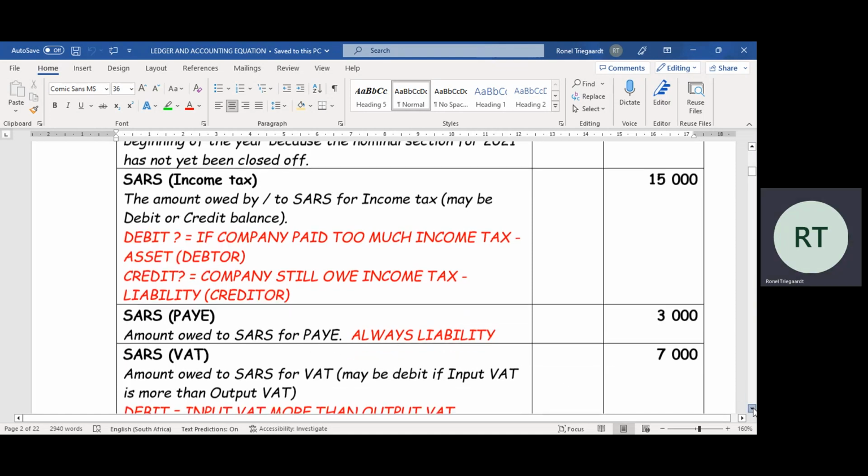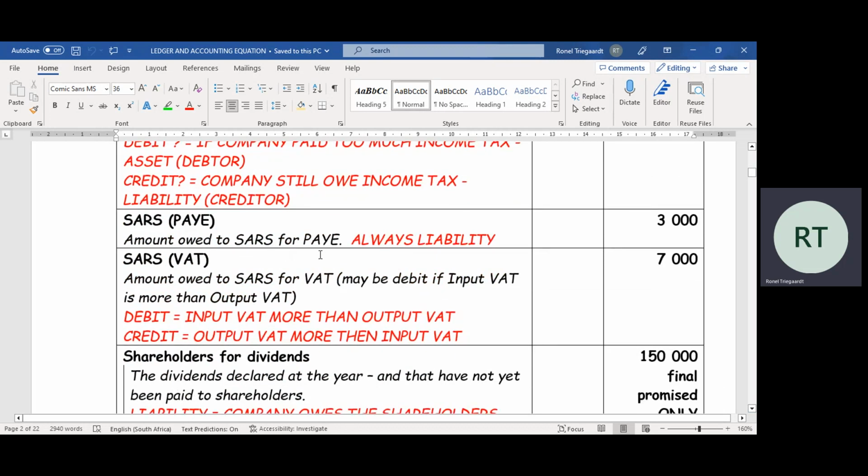SARS PAYE, that's the amount owed to SARS for PAYE. Dis altyd 'n las. No company pays PAYE in advance. The company always owes the PAYE they deducted from their employees. That money is not the company's money. Dit moet oorbetaal word aan SARS. Het jy dit gedoen al in graad 10, toe jy salarisse en lone moes gedoen het?